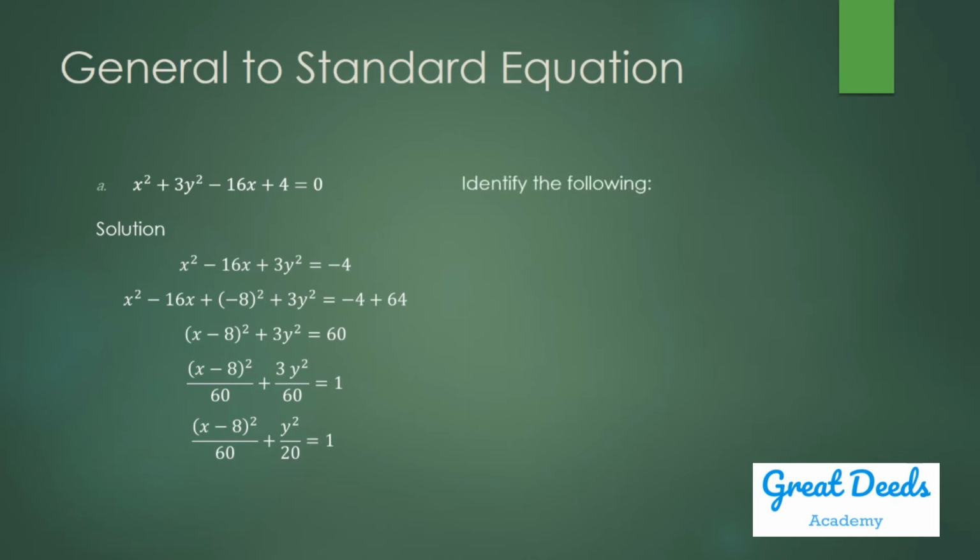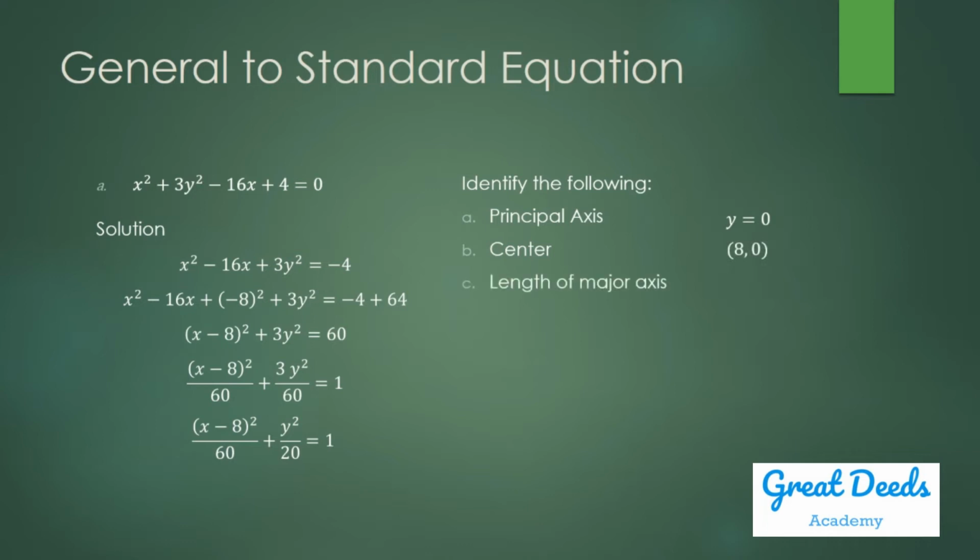Now identify the following. The principal axis. Here, the larger denominator appears under x, so the principal axis is horizontal. And it passes through the center. The center here is (8, 0), so the principal axis is the line y is equal to 0. How about the center? The center is (8, 0).